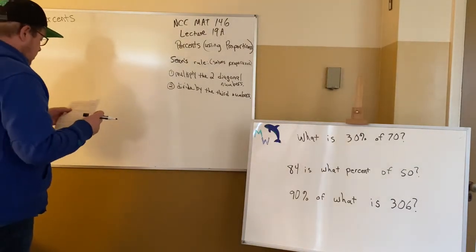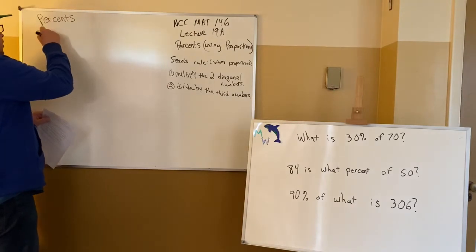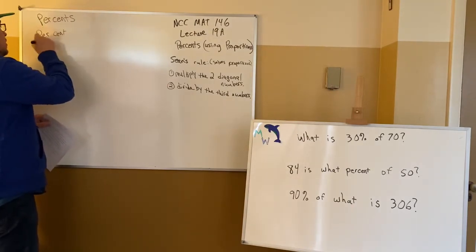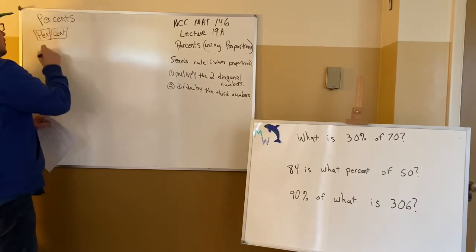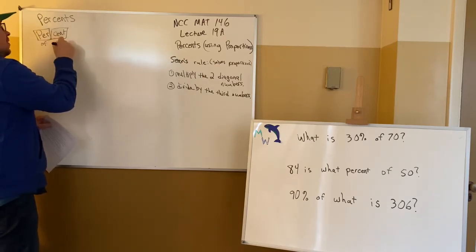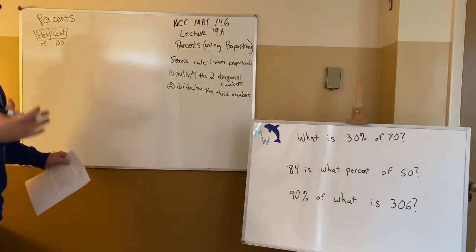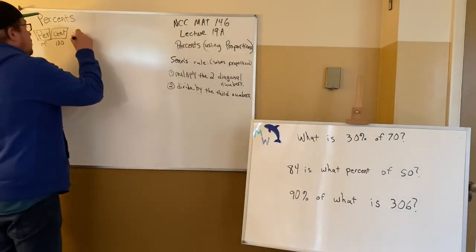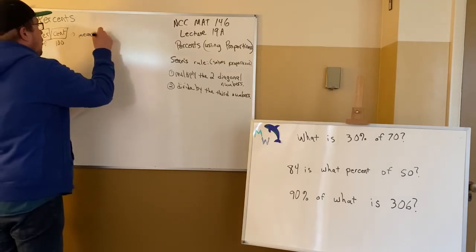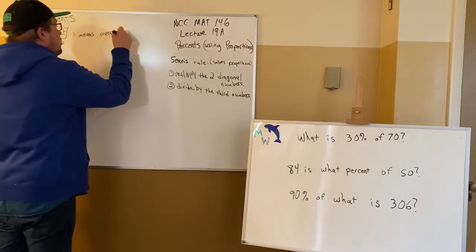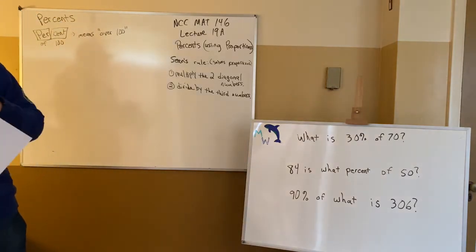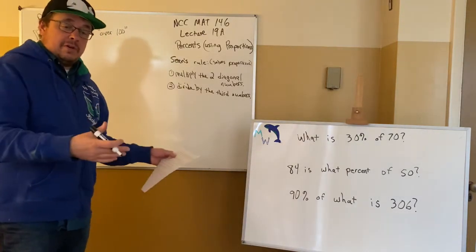So percent means over 100 or of 100. Per means of, and cent means 100. Dollars and cents, centuries, 100. So any percent goes over 100. So the word percent means over 100 for our use. It could also be of 100, out of 100. You know, if you have 30%, 30 of 100 people, 30 over 100 will make it.